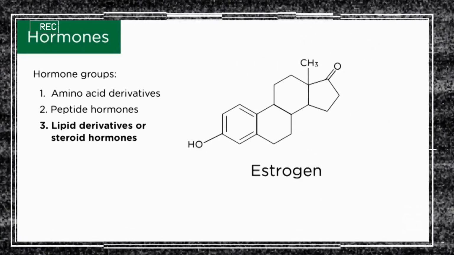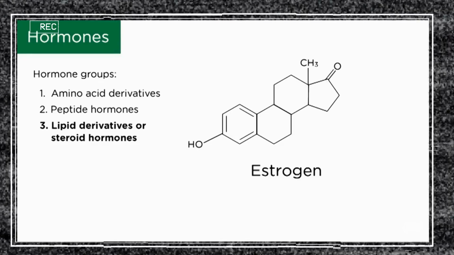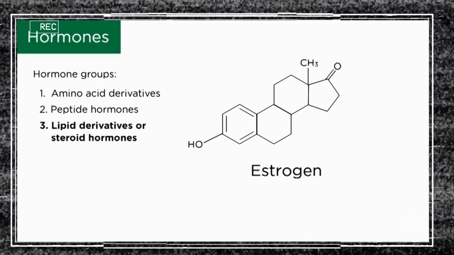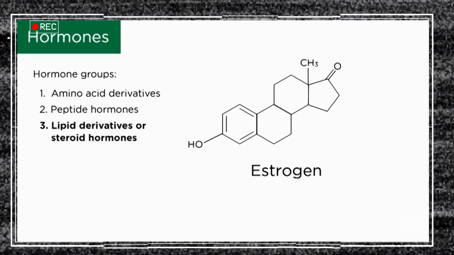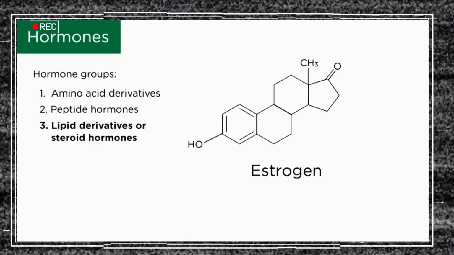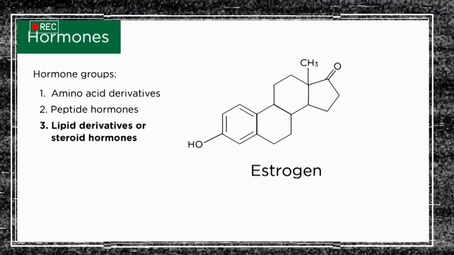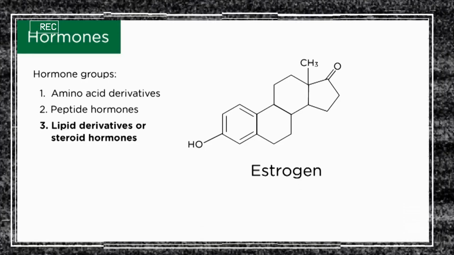Lipid derivatives, or steroid hormones, are considered lipophilic, meaning they have an affinity for lipid structures, which we'll take a look at shortly. They circulate in the blood bound to carrier proteins, so they usually last in the circulation longer than other types of hormones.